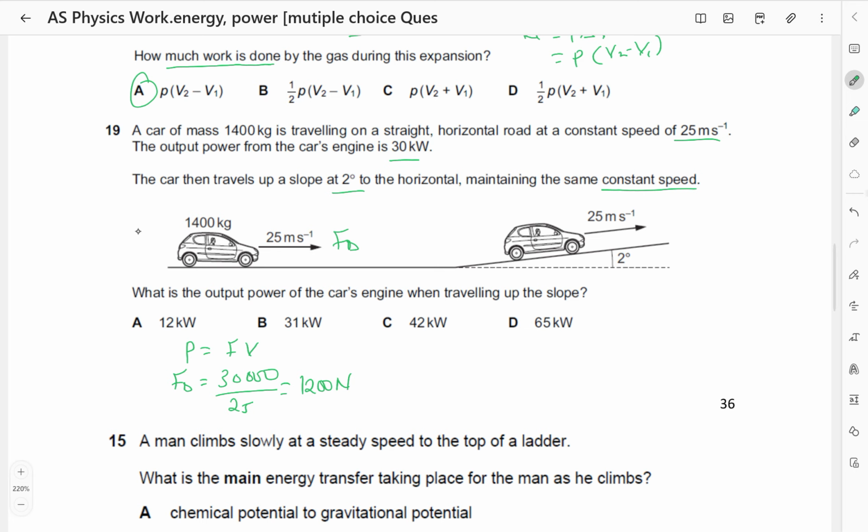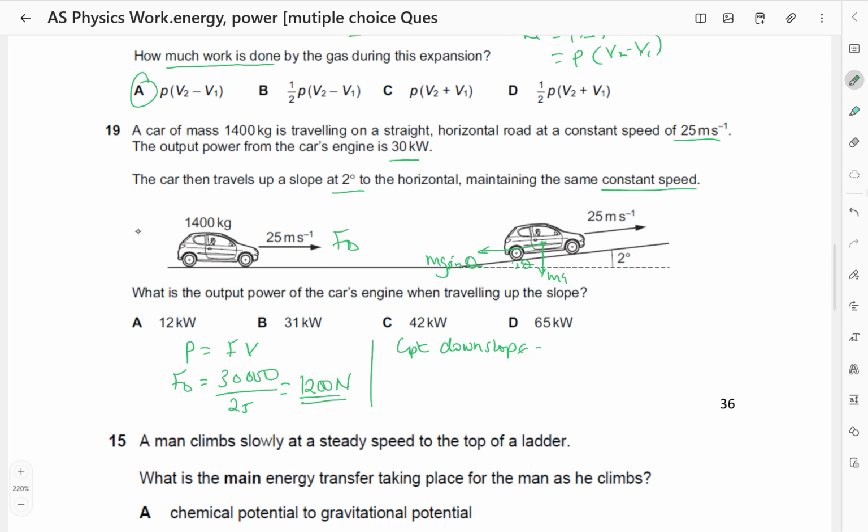Now, when it is moving up the slope and maintaining the same constant velocity, it means the new driving force must be equal to the force it had in the horizontal plus the force it is going to use to overcome. Because initially the weight did not have any component down the slope, but now the weight, mg here, has a component down the slope, which is mg sine theta, if this is theta here. So there's a component down the slope.